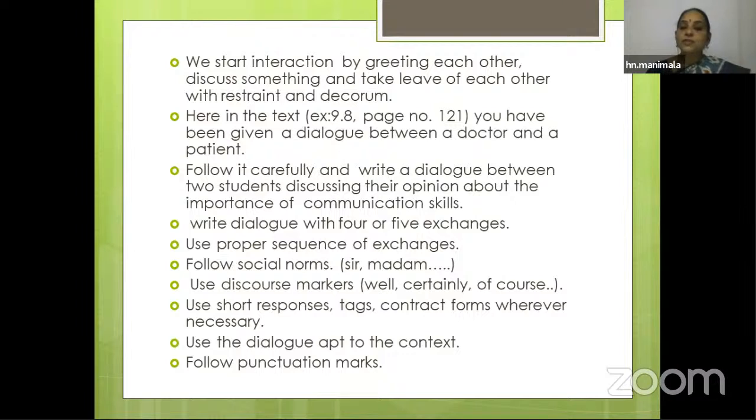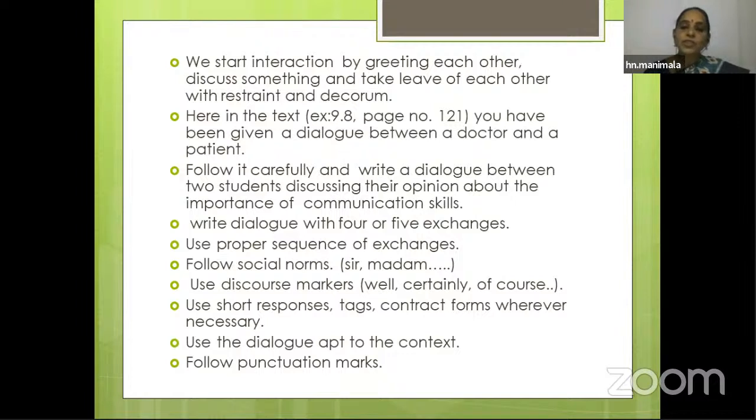Use discourse markers. Well, we'll do that. It should not be like a question and answer model. The dialogue should be like a regular conversation, how we talk in day-to-day life. Well, certainly, precisely, of course, like this. This kind of thing we have to use.